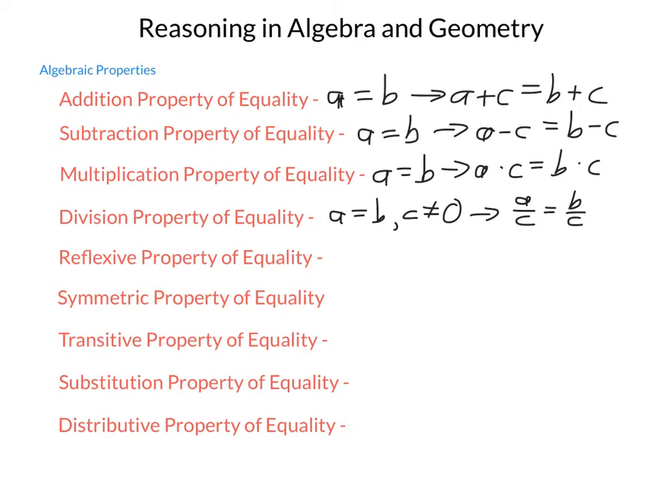Okay. Our reflexive property of equality says that A equals A. And hopefully you realize that that is quite obvious, that any item is equal to itself. So if I have 5, I can use 5 in any way, shape, and form. Okay. Symmetric property of equality. If A equals B, then B equals A.